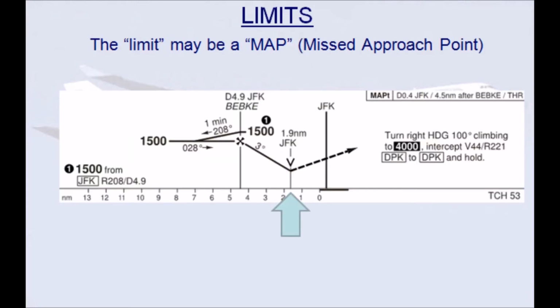Another thing on limits, as well as the altitude, might be the missed approach point. Lots of non-precision approaches have missed approach points. Here's one for JFK. When the aircraft gets to that point on a continuous descent, if you can't see to land, then you must go around regardless of your altitude. And in fact, the aircraft will fly level at that point. It won't continue the descent.